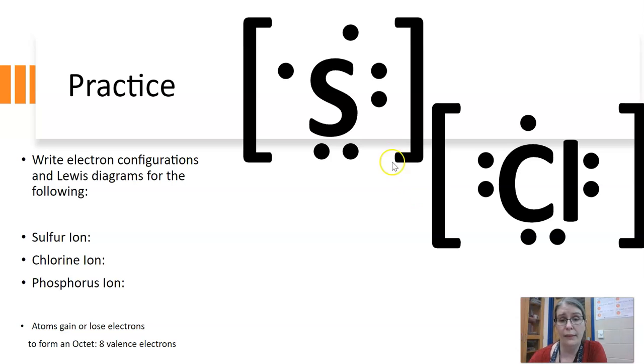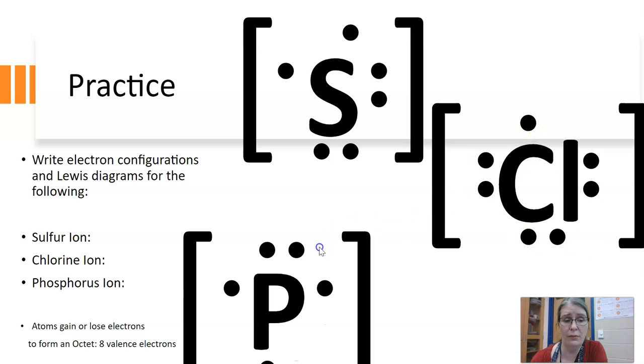So I've got sulfur, 6 valence electrons. You can see it doesn't really matter which way the electrons are drawn. I have 2 pairs and 2 singles, just like I did on oxygen, because sulfur is right underneath oxygen in column 6A. Chlorine here, I have 7 valence electrons, 3 pairs and 1 single. And phosphorus, I have 5 valence electrons because it is in group 5A.